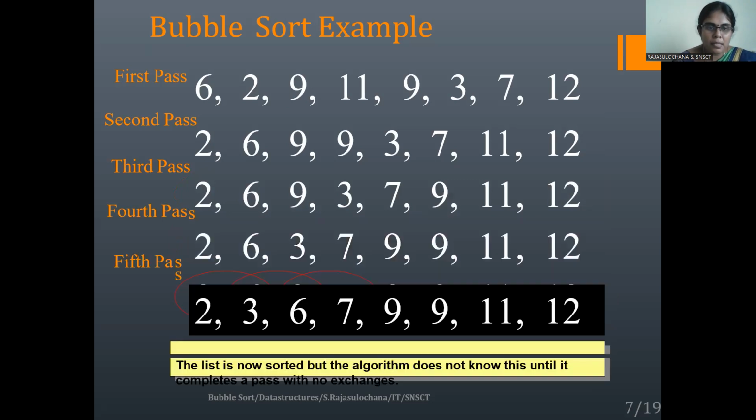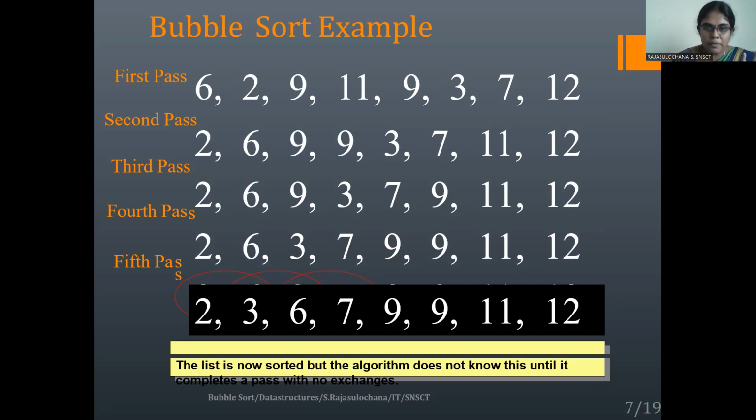So the end of the fourth pass will look like this: 2, 3, 6, 7, 9, 9, 11, 12. Now compare all the values. In each comparison, no swapping is done. So with this, we shall stop the bubble sort, since all the values are arranged in order, and the highest value is present at the end.